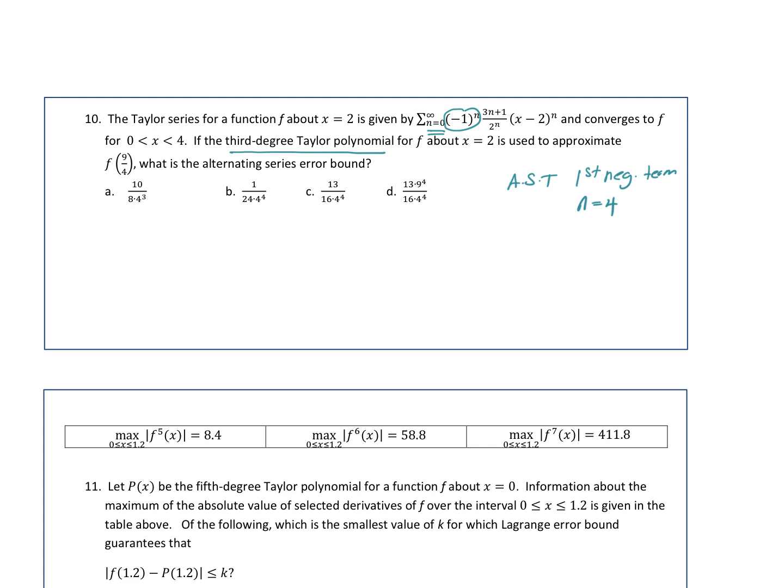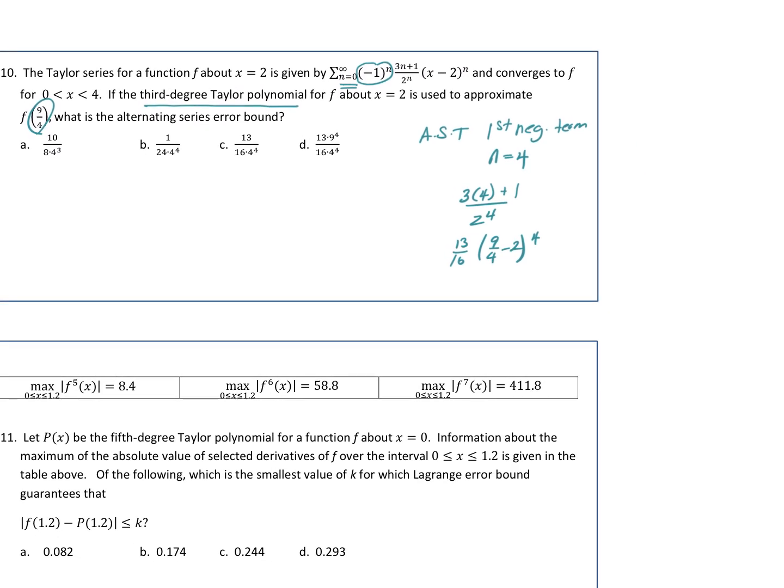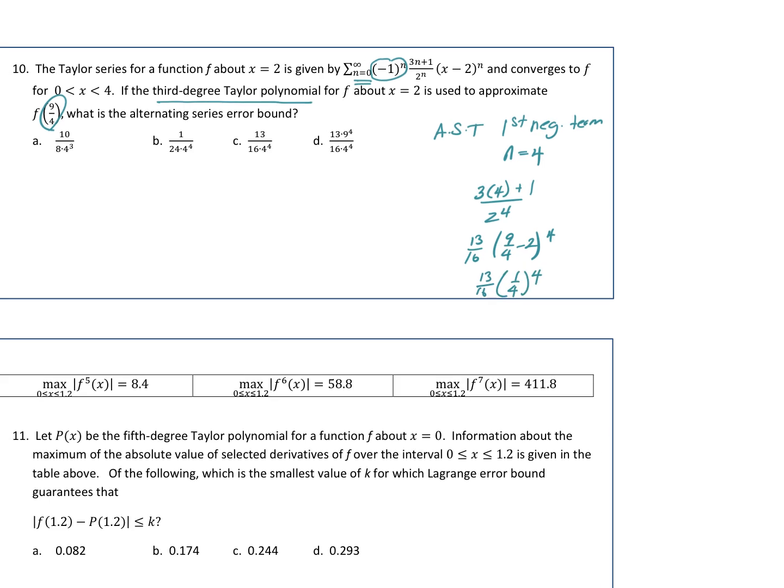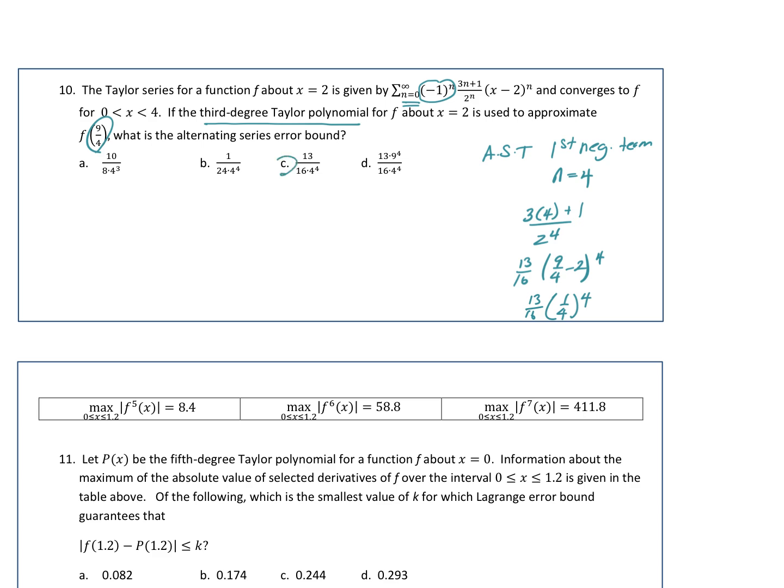So I need to find that term. I'm just going to plug it in. So 3 times 4 plus 1 over 2 to the 4th power would be 13 over 16. And we have x minus 2. X is 9/4. So 9/4 minus 2 to the 4th power would give me that first neglected term. So it'd be 13 over 16, and then this gives me 1/4 to the 4th power. So the answer here would be C.